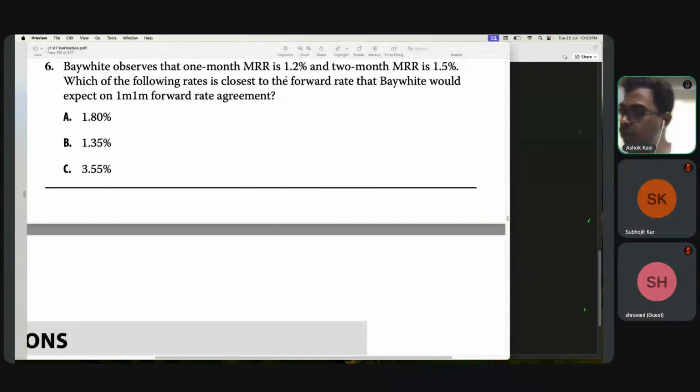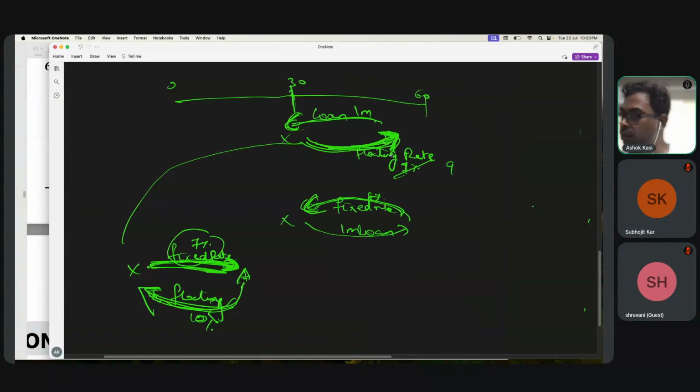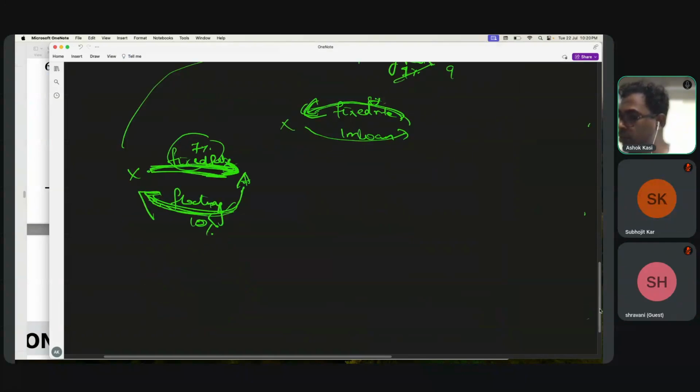Baywhite observes that 1 month MRR is 1.2 percentage and 2 month MRR is 1.5. Which of the following is closest to the forward rate that Baywhite would expect on this? How you should read this is after 1 month for 1 month. This is quite easy actually. This is because it is monthly.